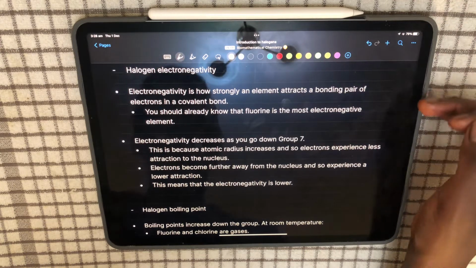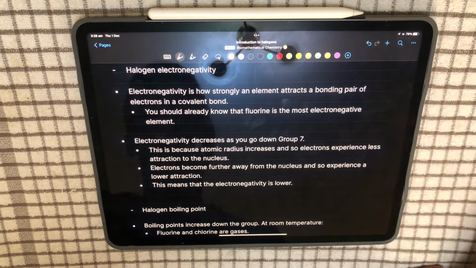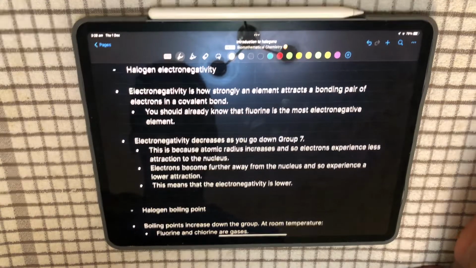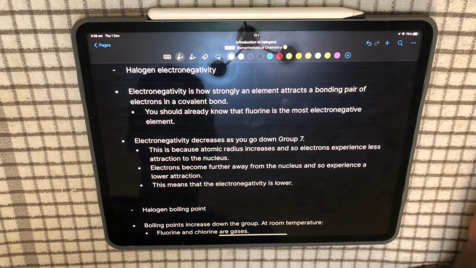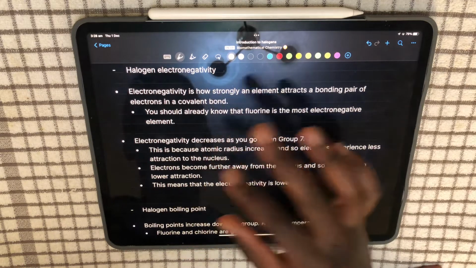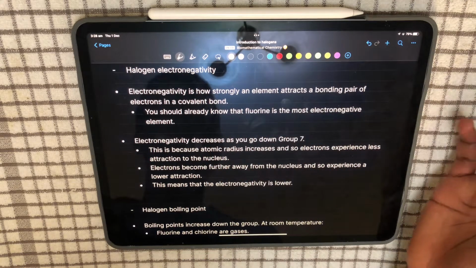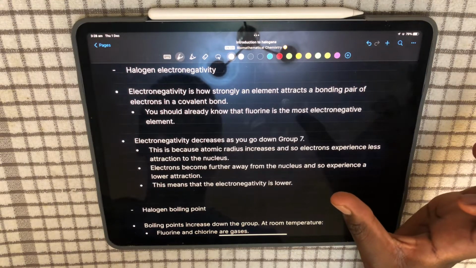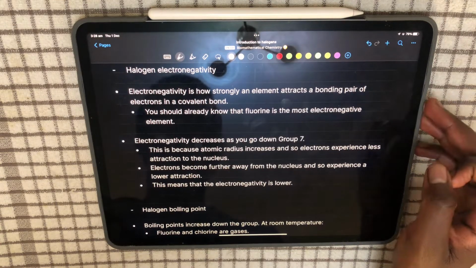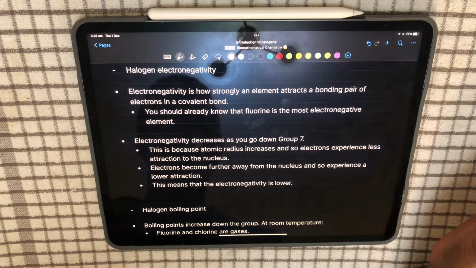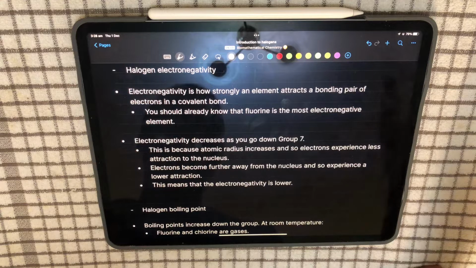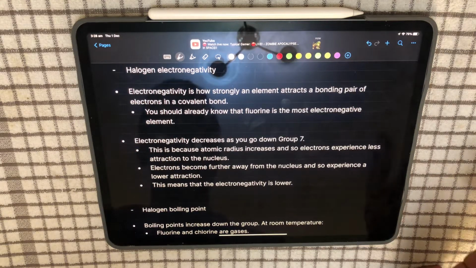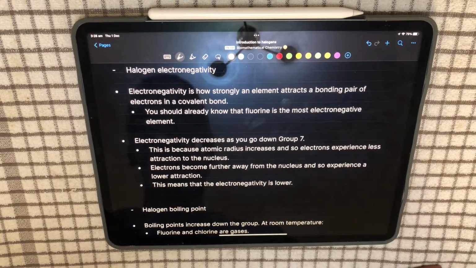Electronegativity decreases as you go down group 7 because atomic radius increases, and so electrons experience less attraction to the nucleus. Electrons become further away from the nucleus, and so experience a lower attraction. There's also electron shielding, which would affect the electrostatic attraction between the nucleus and the valence electrons. All of these weaken the electrostatic attraction between the nucleus and the bonding pair of electrons, the pair formed with another atom.